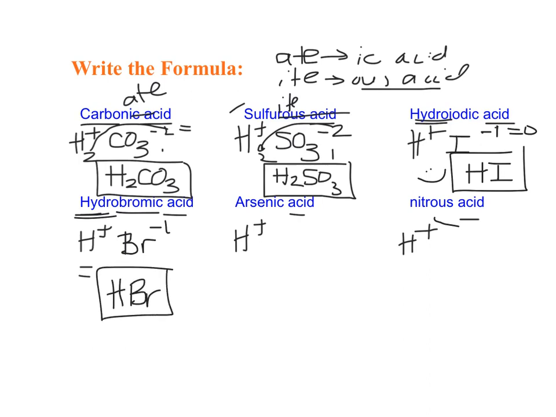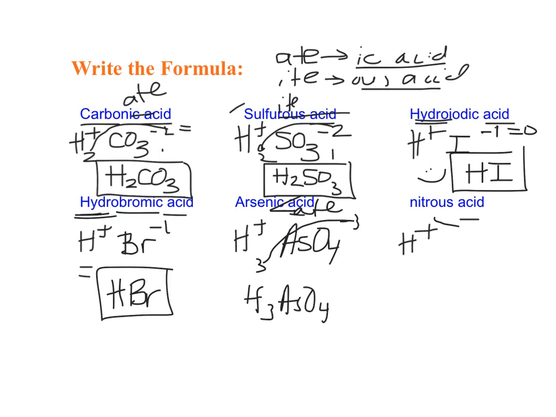Arsenic acid, okay, so no hydro, so this is a group. Arsenic acid rooted from ate. This is arsenate. So you have to go look around and you find AsO4, and the whole group has a -3 charge. So I'm going to need 3 hydrogen ions to balance out 1 arsenate ion.